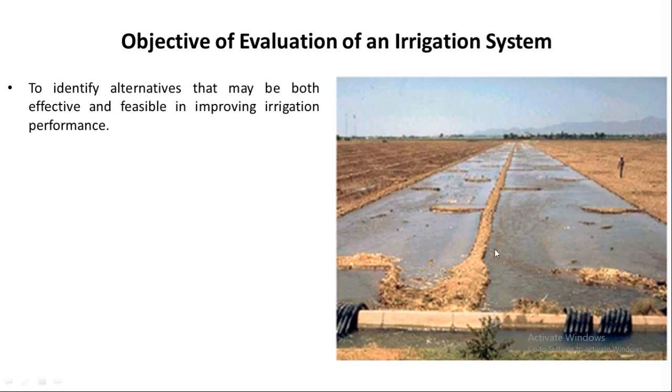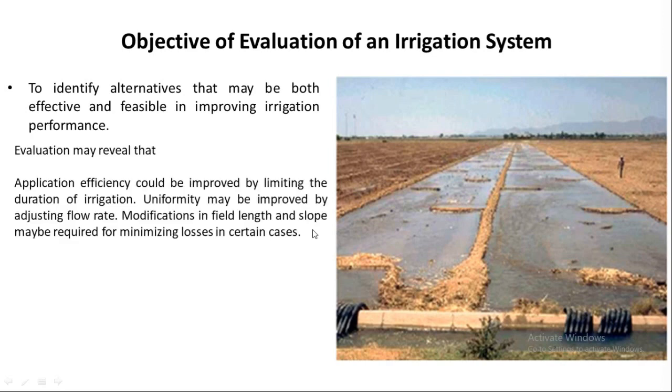For example, if the length of this border is too long, it may result in non-uniform distribution of water. If the inflow rate is not high enough, it may result in deep percolation losses at the inflow end, and depth of application at the lower end will be less than the required depth.